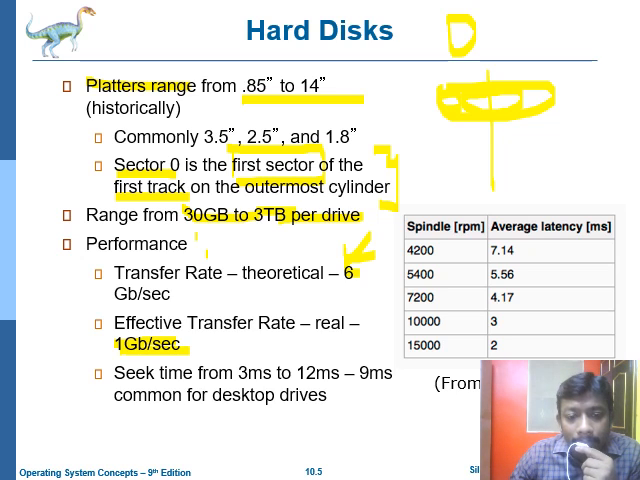The seek time may be from 3 milliseconds to 12 milliseconds. Normally it is 9 milliseconds, common for desktop drives. This is the rotational speed of the spindle they have given, and for that particular rotational speed of the spindle they have given the average latency.